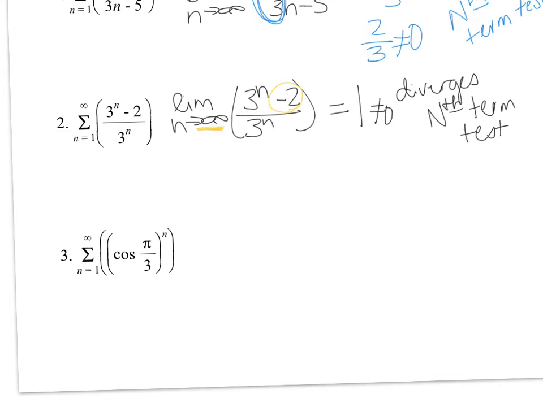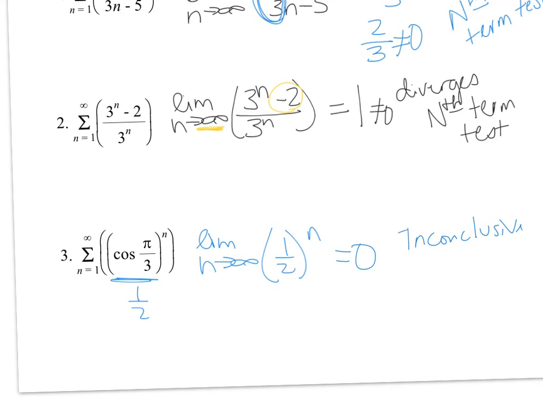For this last example, we're going to take the limit as n goes to infinity, and the cosine of pi over 3 is 1/2, so that's 1/2 to the n. When you take n to infinity, that's 1/2 to a large number, but this is a fraction, and so as you raise it to a larger and larger power, it gets closer and closer to 0. So this limit actually equals 0. At this point, it is inconclusive.